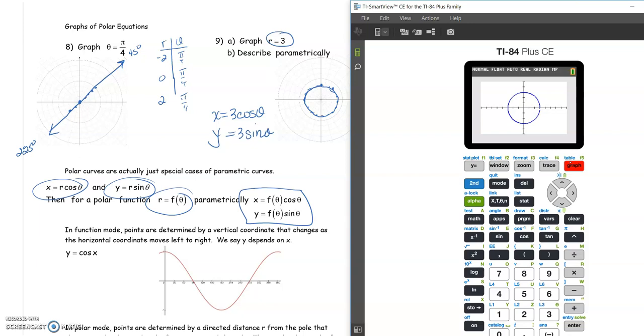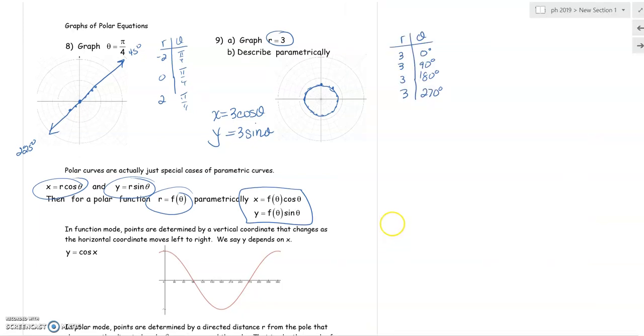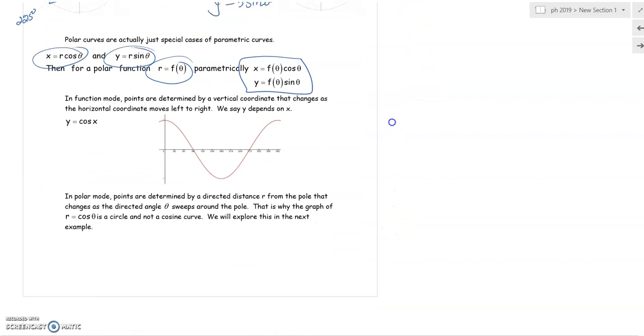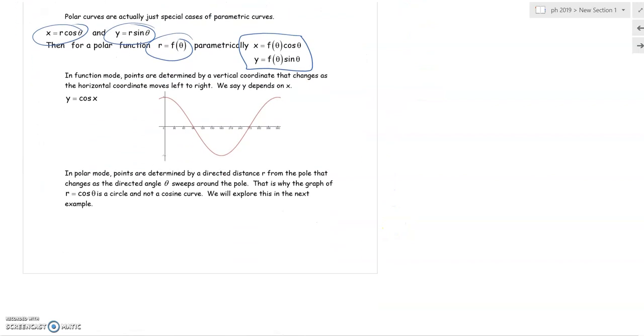Okay, so we have been practicing graphing with the calculator a little bit. So now we are going to go without a calculator. So let's start off by thinking about function mode. Points are determined by a vertical coordinate that changes as the horizontal coordinate moves left to right. We say y depends on x. So here's y equals cosine x. But in polar mode, points are determined by a directed distance r from the pole that changes as the directed angle sweeps around the pole. That is why the graph r equals cosine theta is not going to be a cosine curve. It is going to be a circle. So we're going to explore that in the next example.